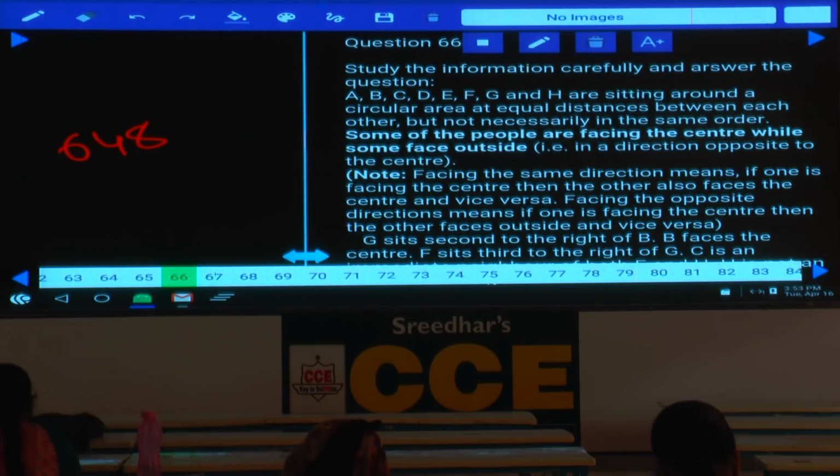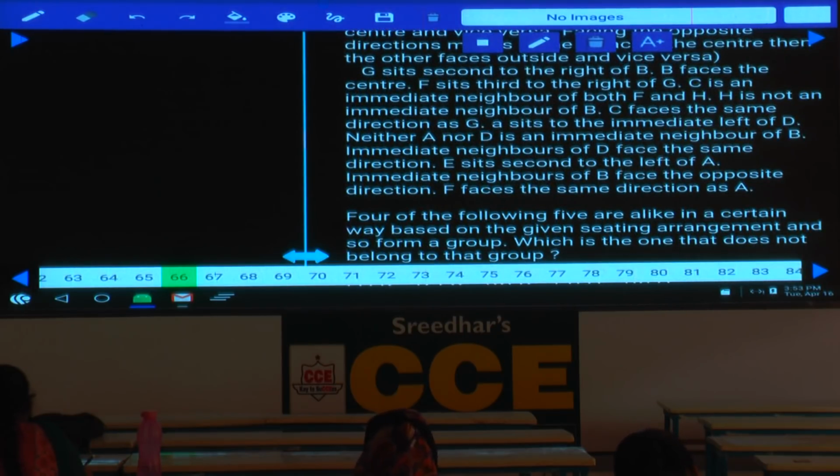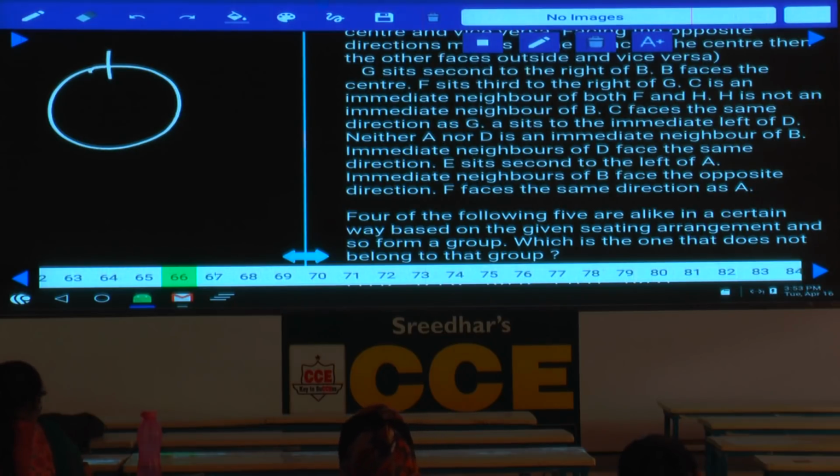8 persons A, B, C, D, E, F, G and H are seated around a circular table, and some of the people are facing towards the center and some of the people are facing away from the center. Now some inward and some outward is given. Then G sits second to the right of B. B faces the center, clearly given.